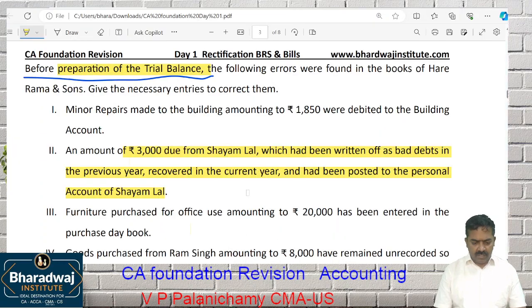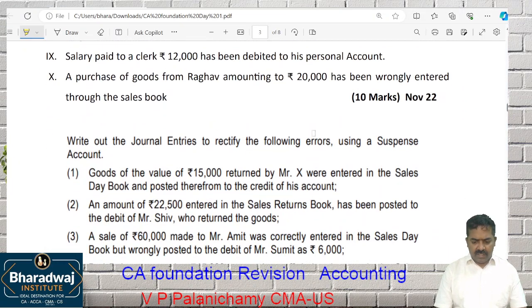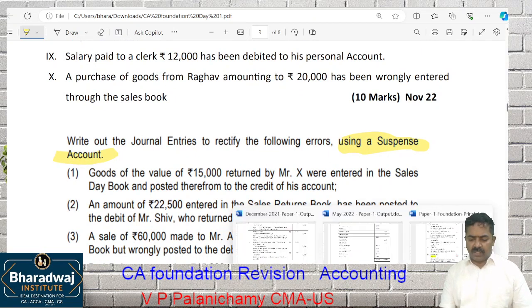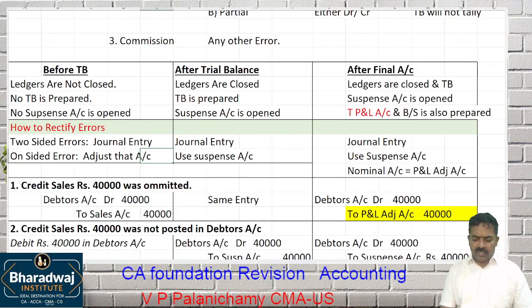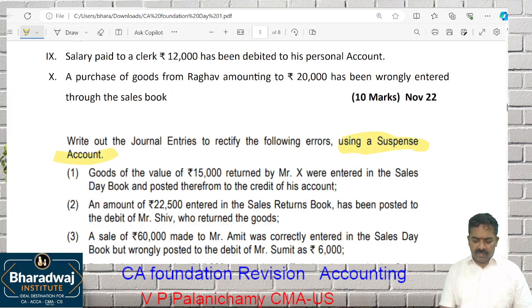We'll come back to the screen. The next question is given. Errors using which account? Suspense account. So assume that errors are rectified after trial balance. Assume that errors are rectified after which one? Trial balance.